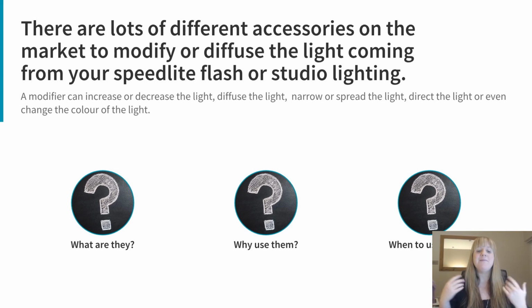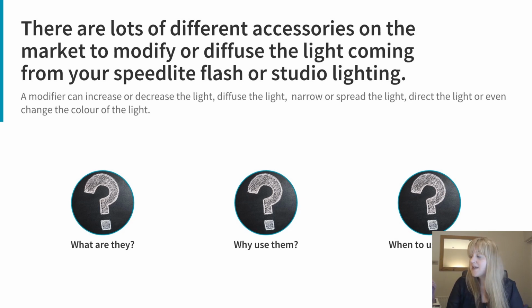But basically, with a modifier, you can increase the light, you can decrease the light. More often than not, we want to diffuse the light. And the larger the light source that you can create, the softer that light will be as a result. And there's lots of other creative things that we can do, such as changing the colour, changing the direction of where the light is going to hit our subject, etc.